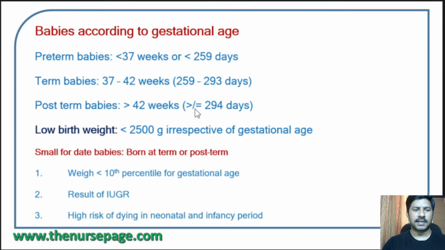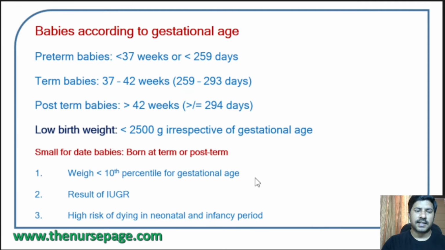Then another classification, small for date babies, that is a baby born at term or post-term with a weight less than the 10th percentile for gestational age. When compared to the other categories, if a baby is born at 37 weeks, then what is normal? It will be compared to the normal weight of a 37 weeks baby, and if it is less than the 10th percentile of that, then it is called a small for date baby.